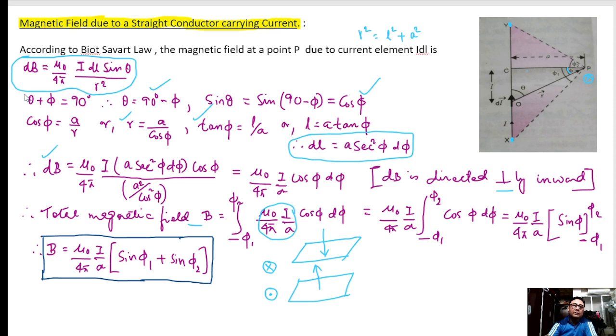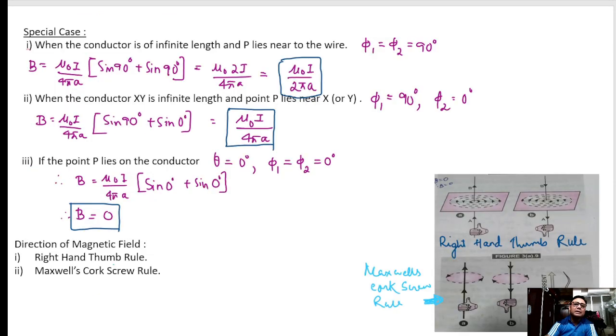So this is the magnetic field due to a straight current carrying conductor. Please note, this is the magnetic field due to the straight current carrying conductor. Very, very important formula. Please keep this in mind. Where phi 1 and phi 2 are the angles made by the extreme ends of the wire. Clear? Let's see now the special cases.